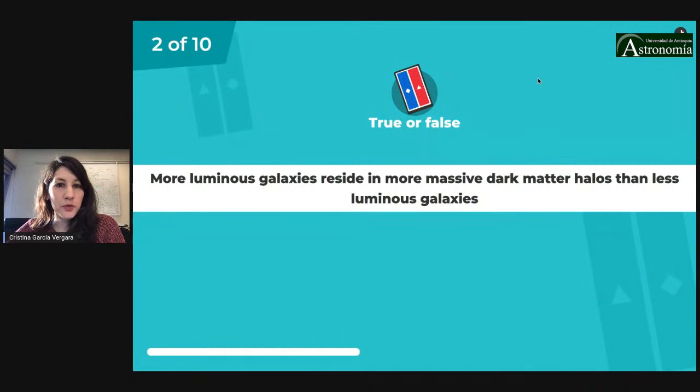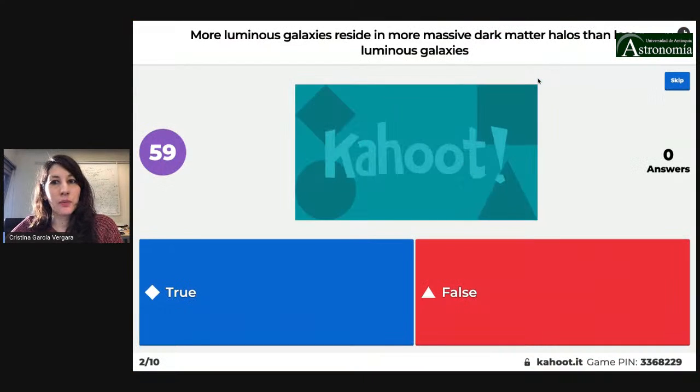This is a true or false question. More luminous galaxies reside in more massive dark matter halos than less luminous galaxies. True or false?